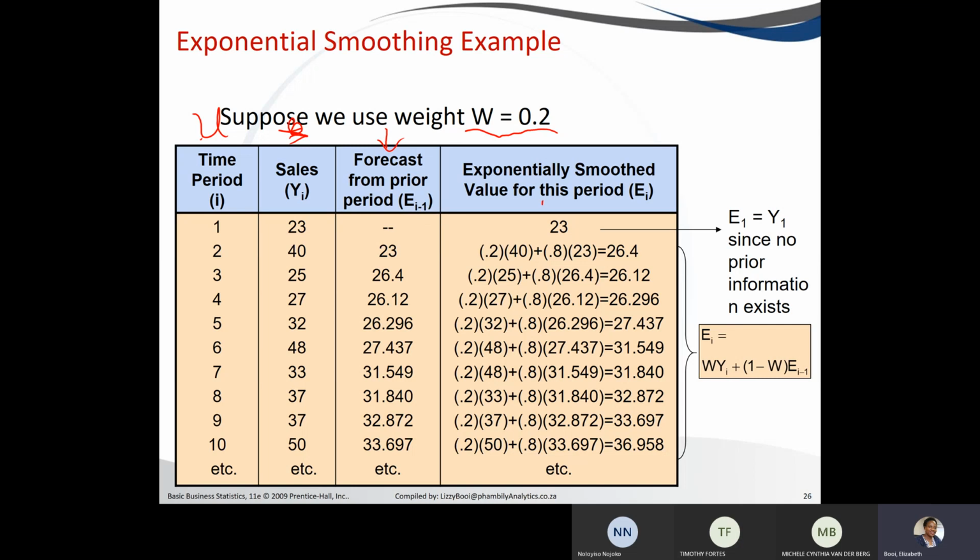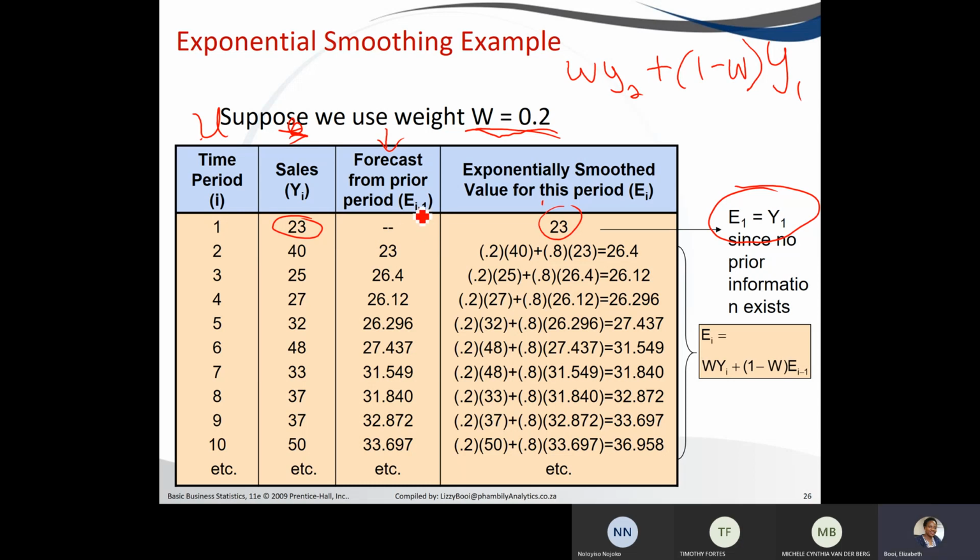So remember, our first E1 is the same as our first Y1. Our Y1 was 1, so therefore that will be 1. Our next following one is our y2 multiplied by the weighting. Remember our weighting is 0.2, or maybe I should say w y2 plus 1 minus w times y1 for the second one.